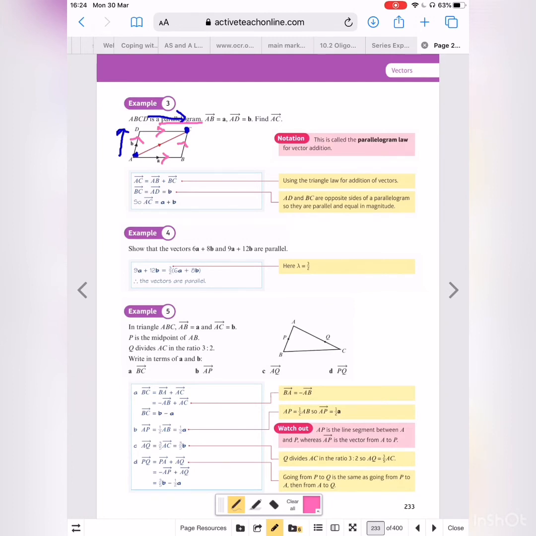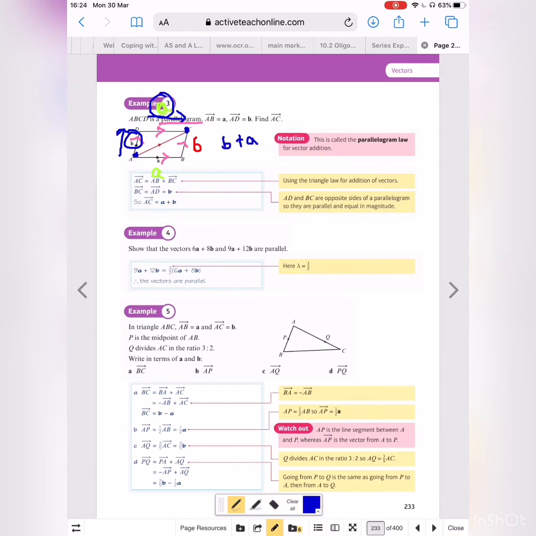Therefore, let's do it in a different colour. If this side here is B, this side here is also B in that direction. If the top side is A, these sides must also be A. So, to get from A to C, we need this B, so we've got B, and we need to add on the A. So it's B plus A or A plus B, either way round.